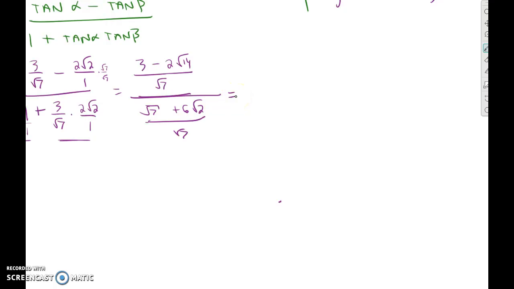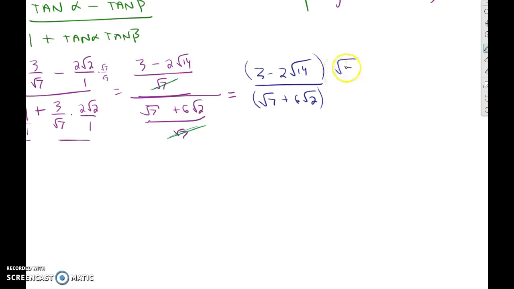Multiplied by the reciprocal. I don't know if you guys can see this yet, but these things are going to cancel. If you multiply by the reciprocal, they will cancel. Whatever. Multiply by the reciprocal, take an extra step if you want. So I got 3 minus 2 square root of 14 over square root of 7 plus 6 square root of 2. Now something like this, I probably will ask you to rationalize the denominator. So if I don't, we're done. But if I do, you got to multiply by the conjugate of the bottom on the top and the bottom.